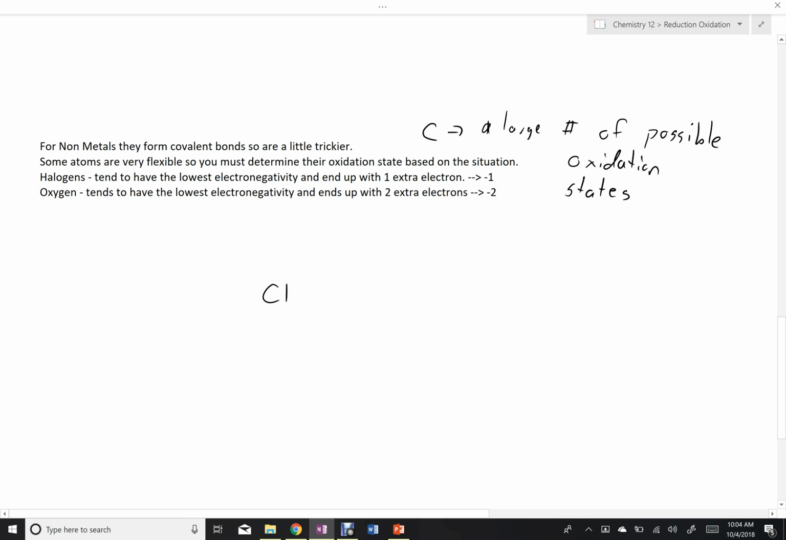Halogens, like chlorine, when it reacts with something, say, like carbon, tends to have the higher electronegativity. It's a halogen, it's on the far right, that's where the electronegativities are high. So in almost all cases, chlorine has the higher electronegativity. What that means then is any shared electrons get given to the chlorine. Typically this means that chlorine ends up with 1 more electron than it started with because it took the 1 electron from the shared pair. And so the typical oxidation state of halogens is -1.